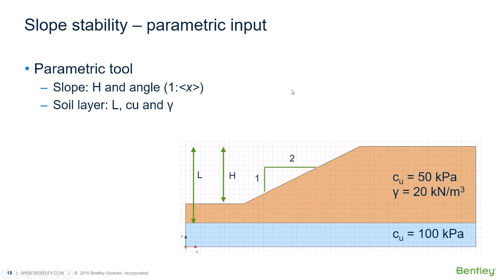So if you think about this as a parametric tool, there are a few inputs that we have. If we look at the slope, we have the h, the height of the slope, and we have the angle, which is 1 over x, in this case 1 over 2. Then for the soil layers we have the parameter L, which is the thickness of the soil layer, and we have underlying shear strength and self-weight.